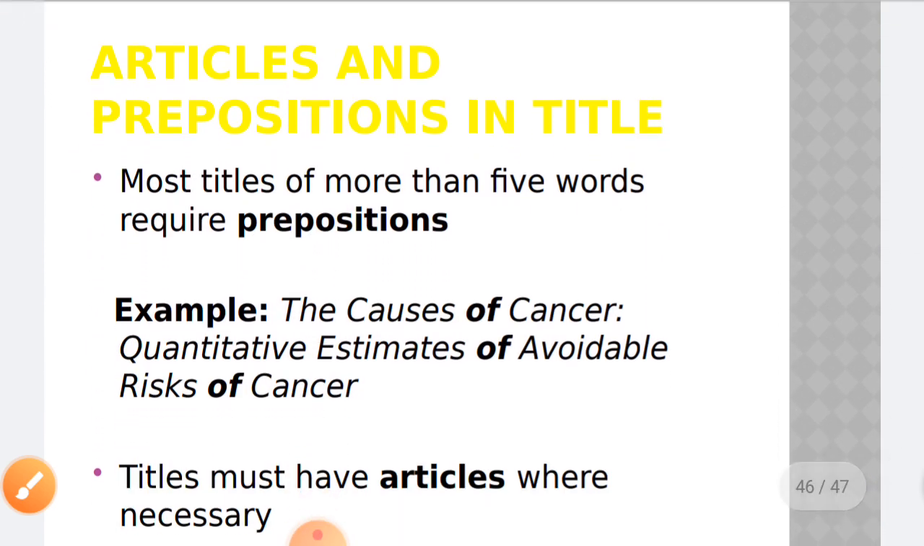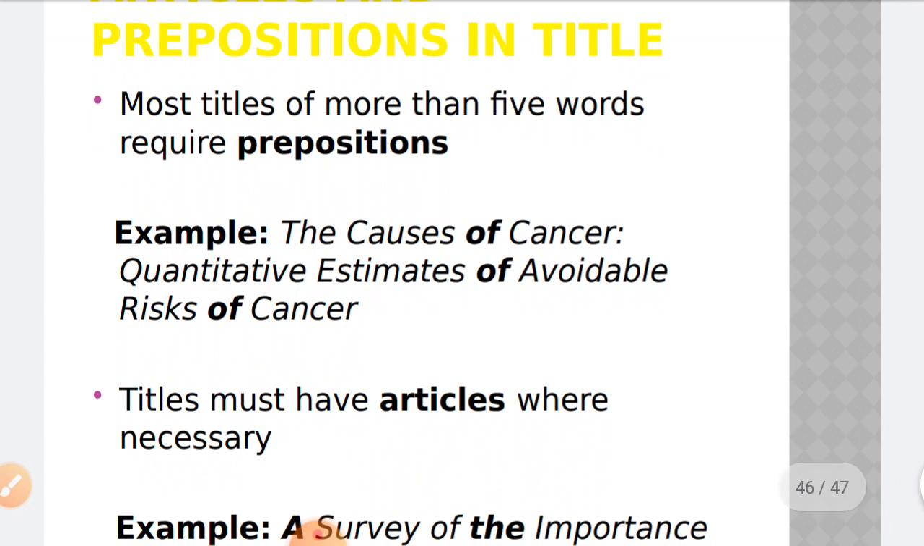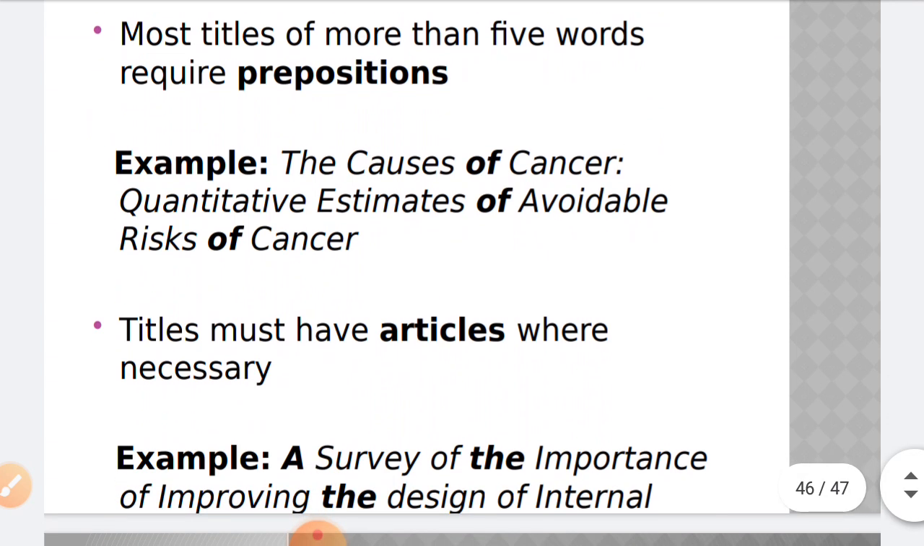Articles and prepositions in the title of your research paper. Most titles of more than 5 words require prepositions, as has been highlighted in the example. Titles must have articles wherever necessary. So we need to keep in mind these few things which are also important as far as articles and prepositions are concerned in the title of a research paper.